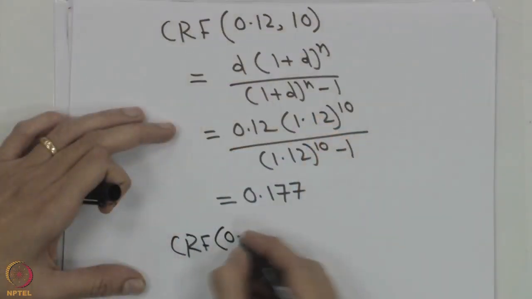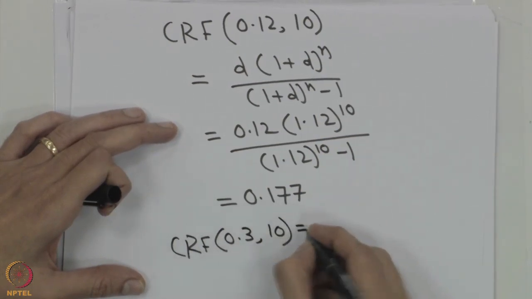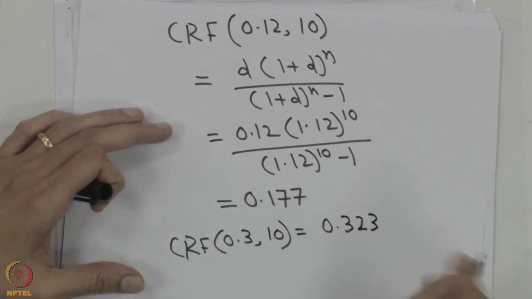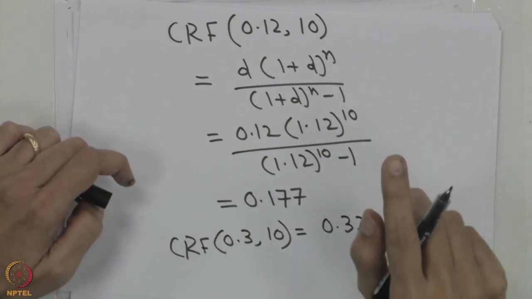If the discount rate, for instance, increases to 30%, you can plug in the values. You will find that now the capital recovery factor increases, so that when you say CRF(0.3, 10), that comes out to be 0.323. Same investment, 1,000 rupees, same life of 10 years, but the discount rate is 30%, which means that the same investment looks more costly because now the annualized investment is 323 rupees. So in that case, if you are getting a benefit of 200 rupees per year, you will not make that investment because your capital is more scarce and you expect a higher return. You discount the future with a higher value.